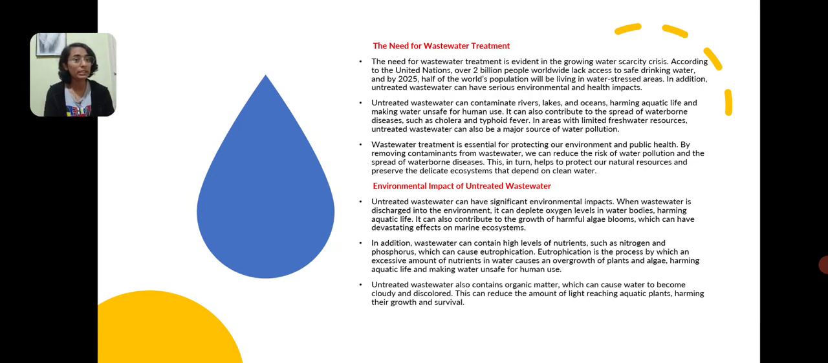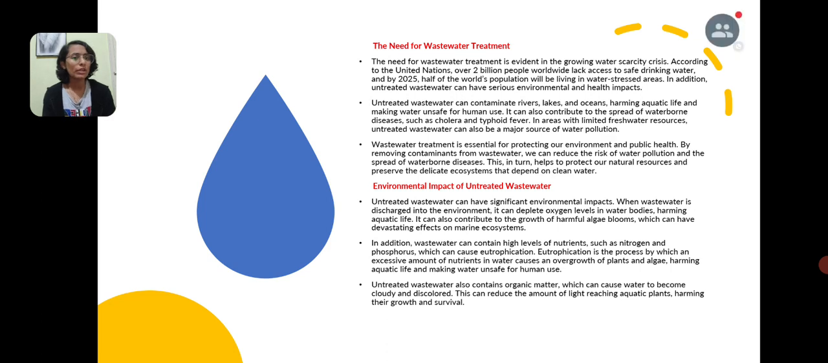Next is environmental impact of untreated wastewater. Untreated wastewater can have significant environmental impacts. When wastewater is discharged into the environment, it can deplete oxygen levels in water bodies, harming aquatic life. It can also contribute to the growth of harmful algae blooms, which can have devastating effects on marine ecosystems.